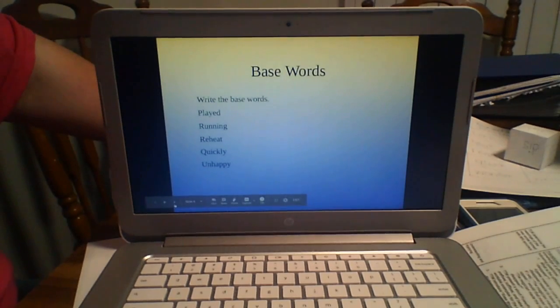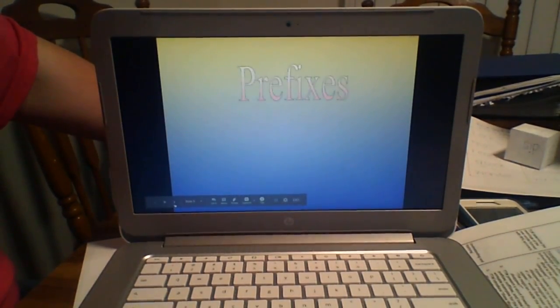It gives you one of the practices for the kids, which would say, write the base word of played, so it'd be play. Of running, it would be run. And then unhappy would be happy.